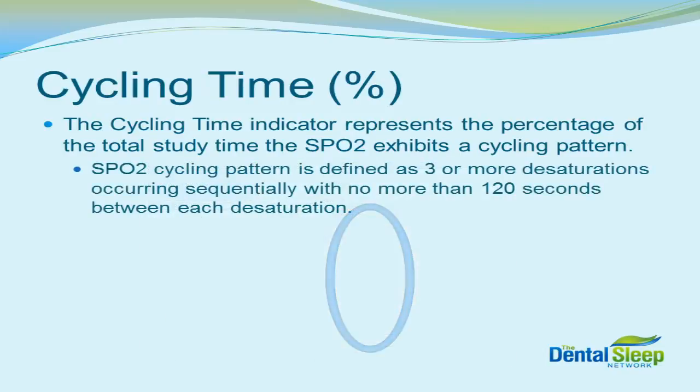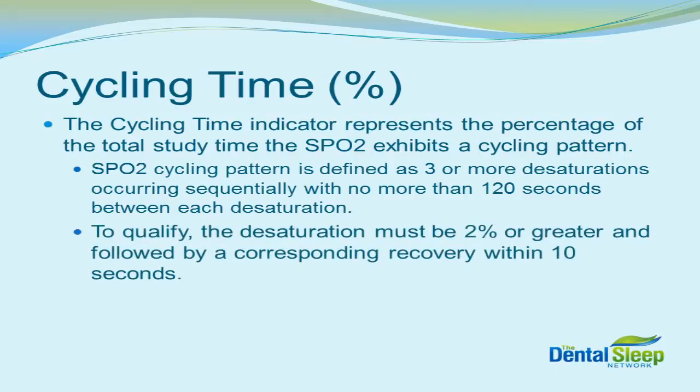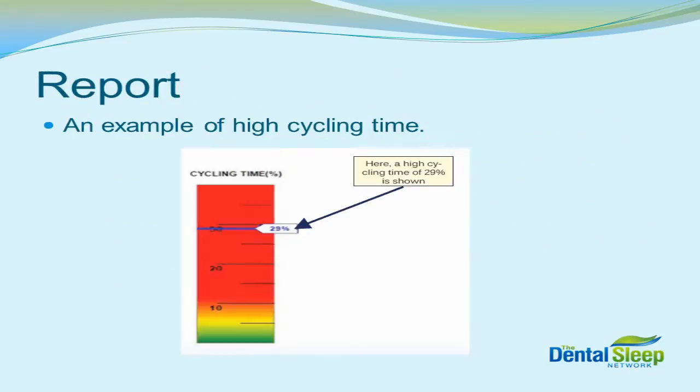Pulse ox cycling pattern is defined as 3 or more desaturations occurring within 120 seconds of each other. Desaturation must be 2% or greater, followed by recovery within 10 seconds. This is an example of high cycling time.